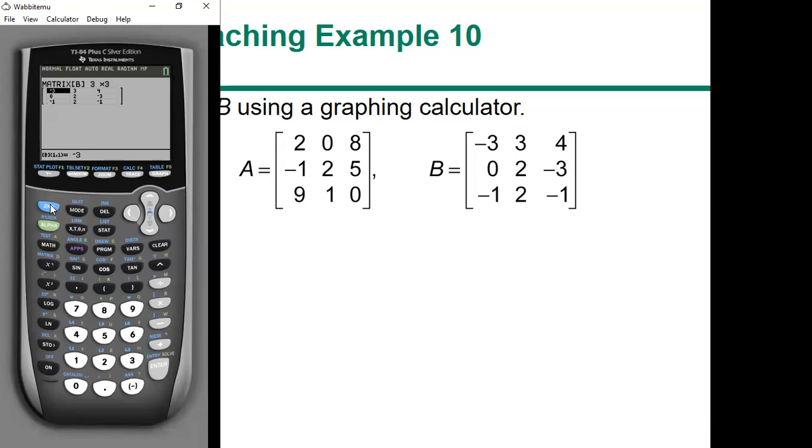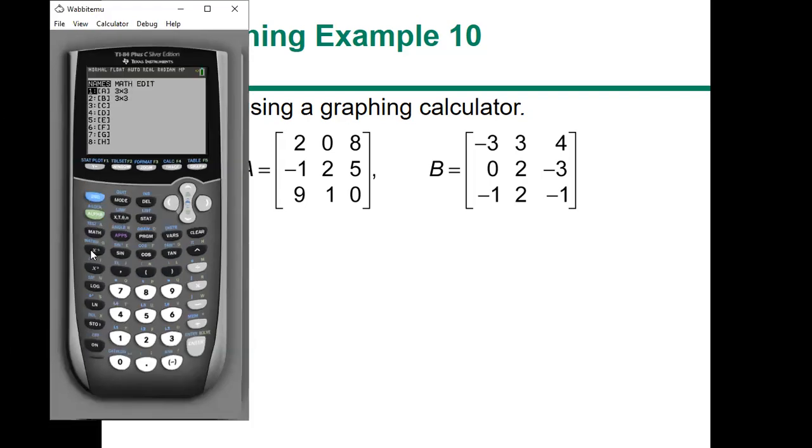In order to calculate, you have to be on the calculator page. So to get to the calculator screen, we're going to press second mode. And now we're at our calculator screen. I want to find the product of A times B. So I'm literally going to go to second matrix. There's my matrix A, my 3 by 3, my matrix B, my 3 by 3. I'm going to pick A. And then I'm going to go back, select B. And I'm telling the calculator, I want you to find the product of these two matrices. I hit enter, and it finds the product of those two matrices.